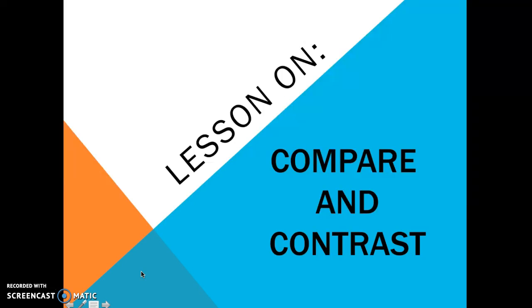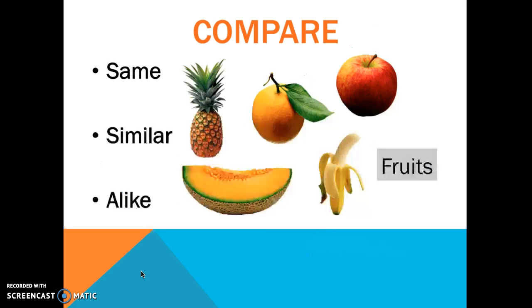Good morning, class. Today we will learn about how to compare and contrast objects. When comparing objects, we are looking for things about the item that are the same, similar, or alike. These items are all the same because they are all fruits.